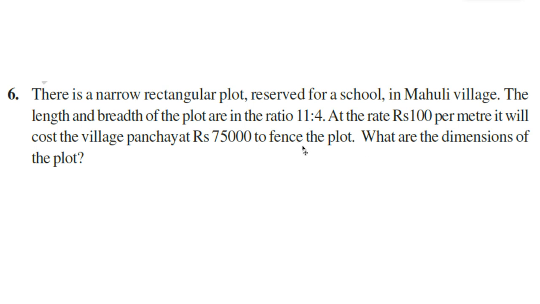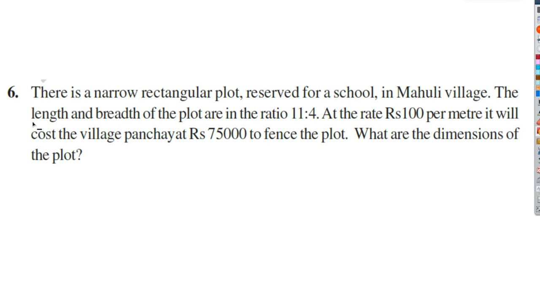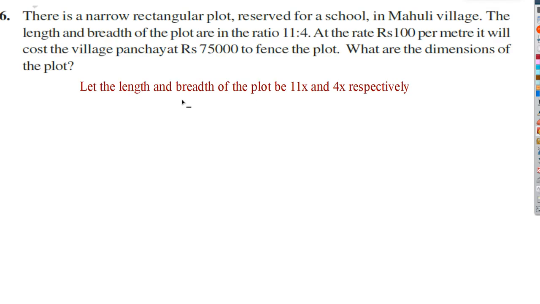Since it is to be fenced, you have to find out the perimeter of the plot. Now, what do you want to find out? Length and breadth. For that, it is given that length and breadth of the plot are in the ratio 11:4. That means we can take length as 11x, breadth as 4x. So we can write, let the length and breadth of the plot be 11x and 4x meter respectively.